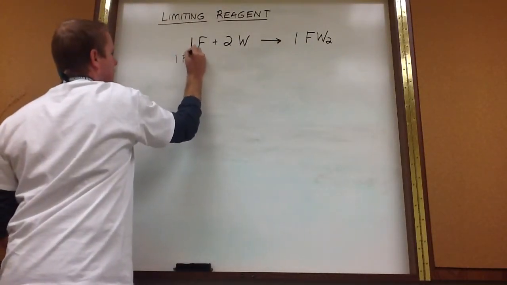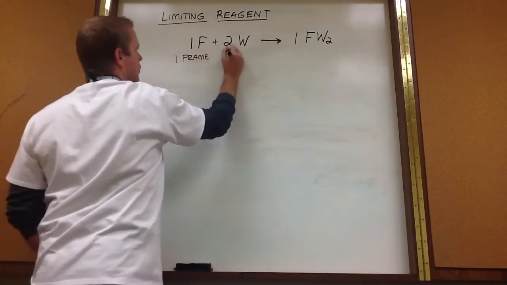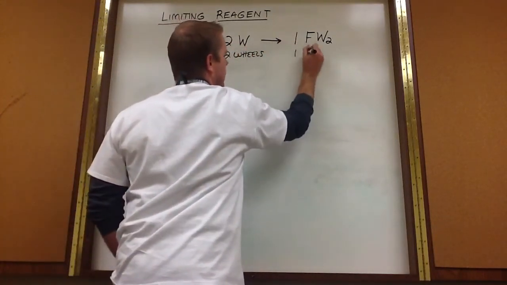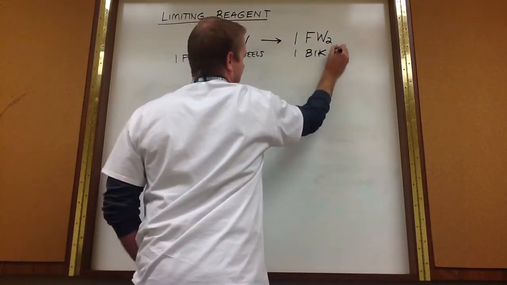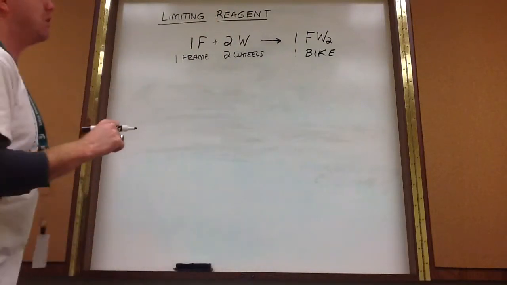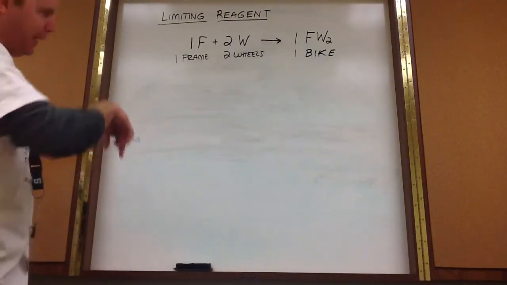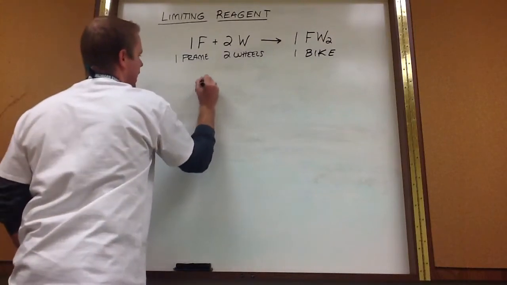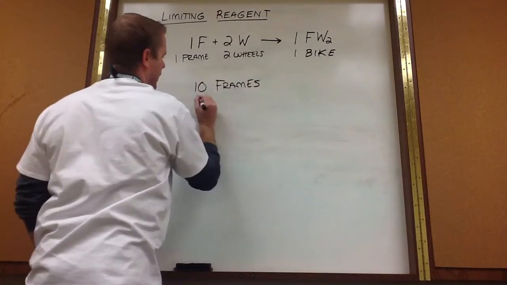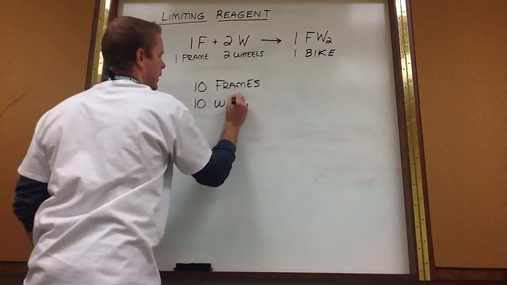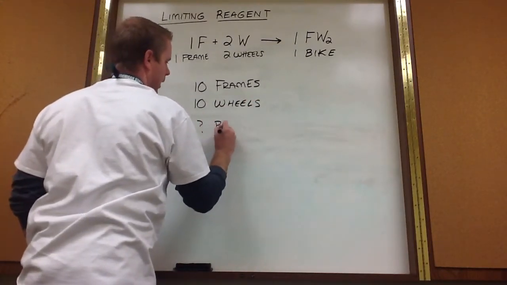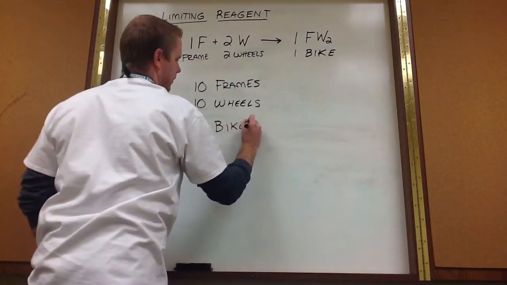I take the things and put them together to make one bike, right? So one frame plus 2 wheels equals one whole bike. Now I know there's a chain and reflectors and all that good stuff, but for our purposes, we're going to say that, okay? So here's an analogy of what a limiting reagent would be. Let's say I gave you 10 frames and I gave you 10 wheels, and I asked you, how many bikes could you make from these components?